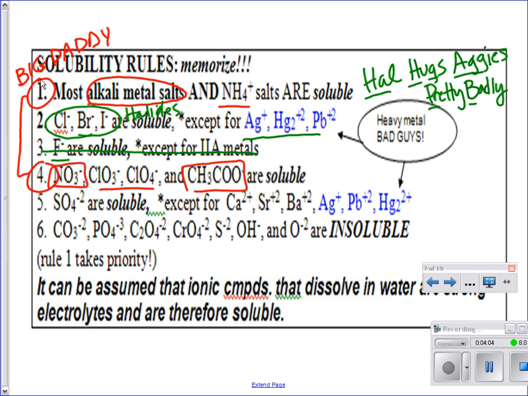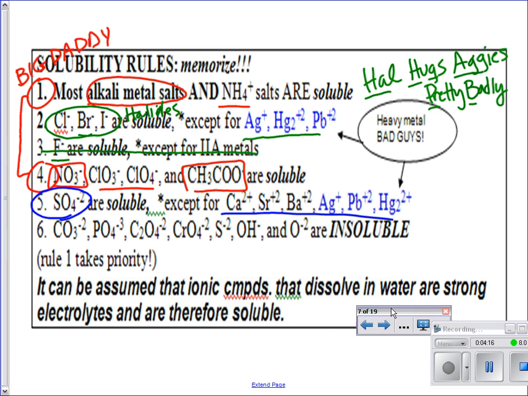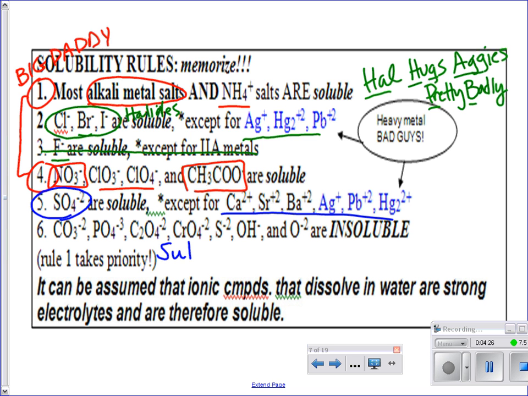Another rule that's really good to know is your sulfate rule. All sulfates are soluble except for all of those. This is pretty much the worst saying I've ever made up in my career. But I was desperate, so here it is. Sol is a name for sulfates. Sol, can, bag, hags. Pretty badly. Oh, it gets worse.